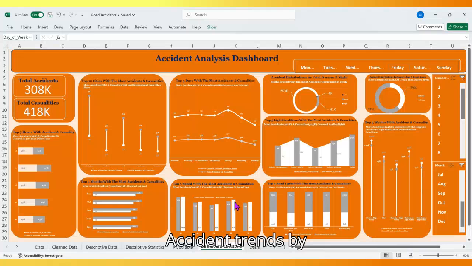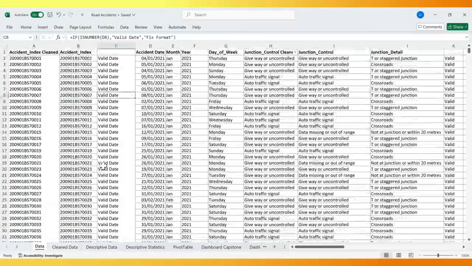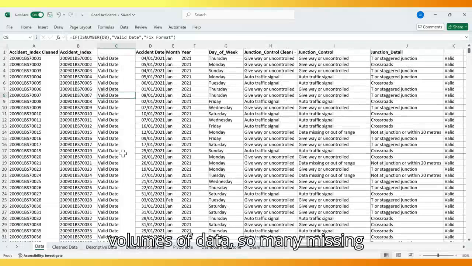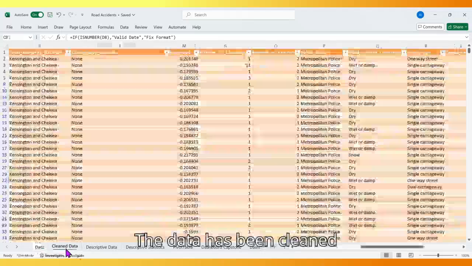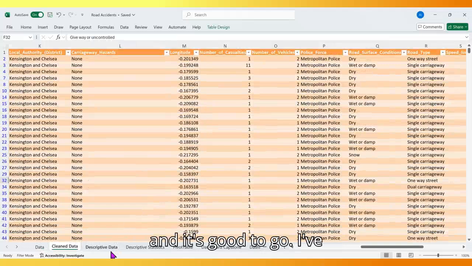Accident trends by time. Before we go into that, I would like to introduce us to this accident data. First, we've got our data here, massive volumes of data, so many missing details, and here the data has been cleaned and is good to go.